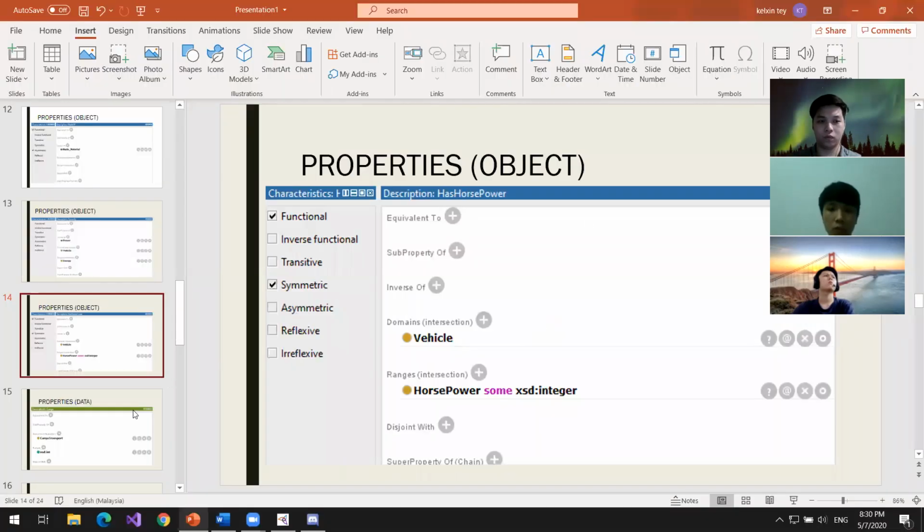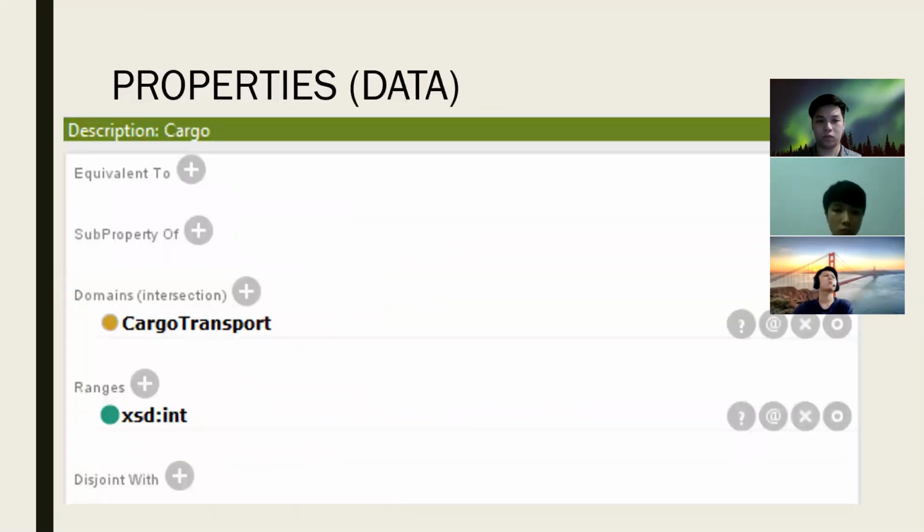Now I'm going to talk about data property. The first data property is cargo. This is used for vehicles that are able to carry how many cargoes. The domain is set to the class cargo transport and the range will be integer.